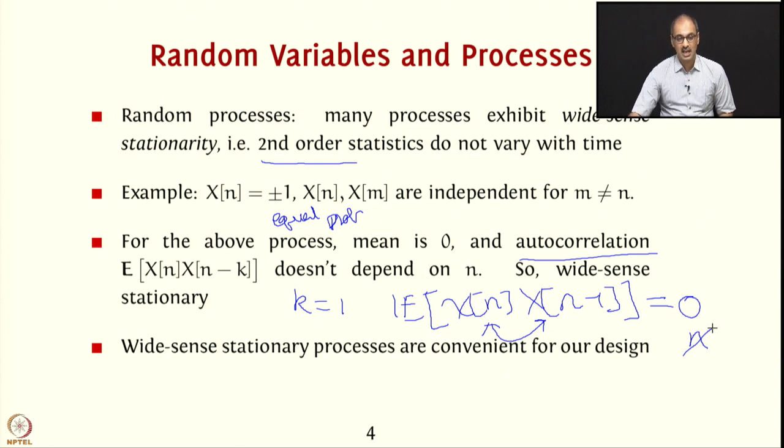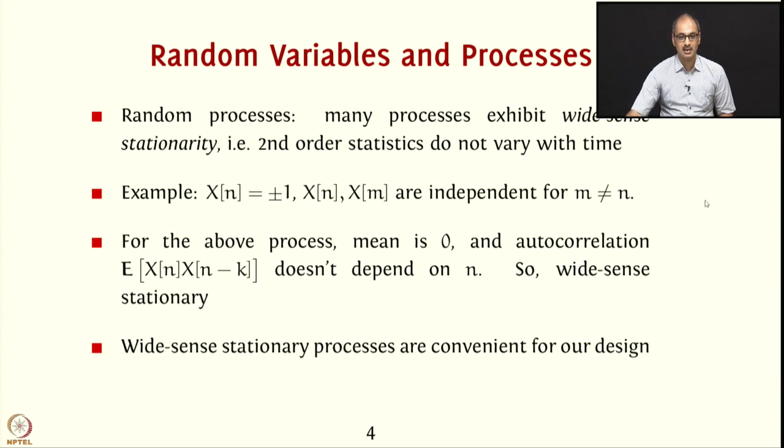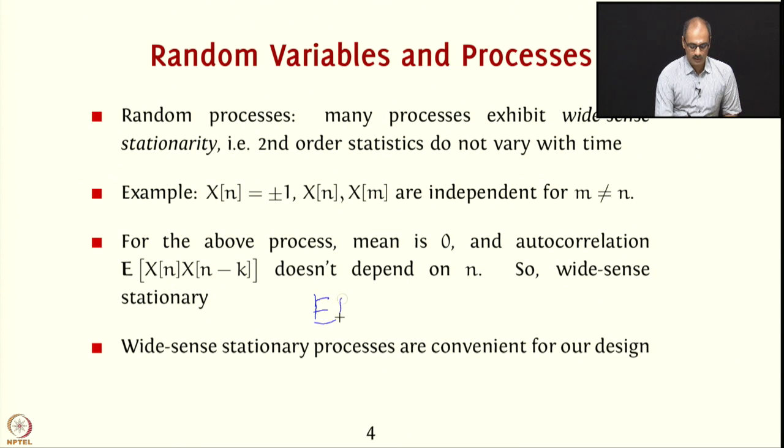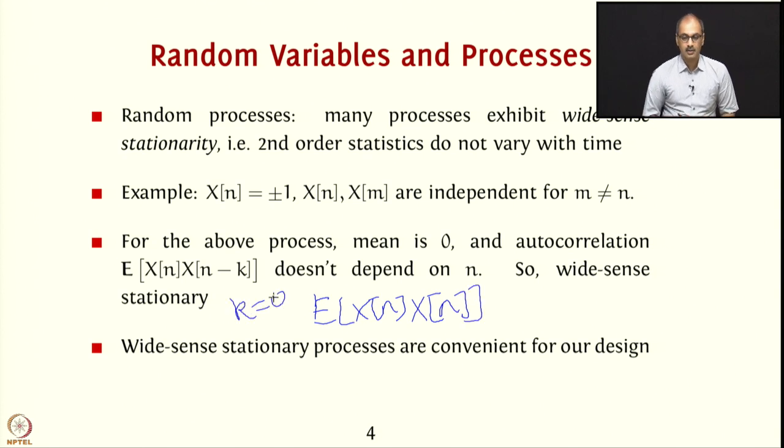Similarly, if you choose k equal to 2, 3, minus 1, minus 2, and so on, you will still get expectation of Xn, Xn minus k to be 0. And the only exception is if you take expectation of Xn for the case where k equal to 0. In this case, you are essentially finding the expectation of X square, which is the second order statistic, and since mean is 0, this will also be the variance.